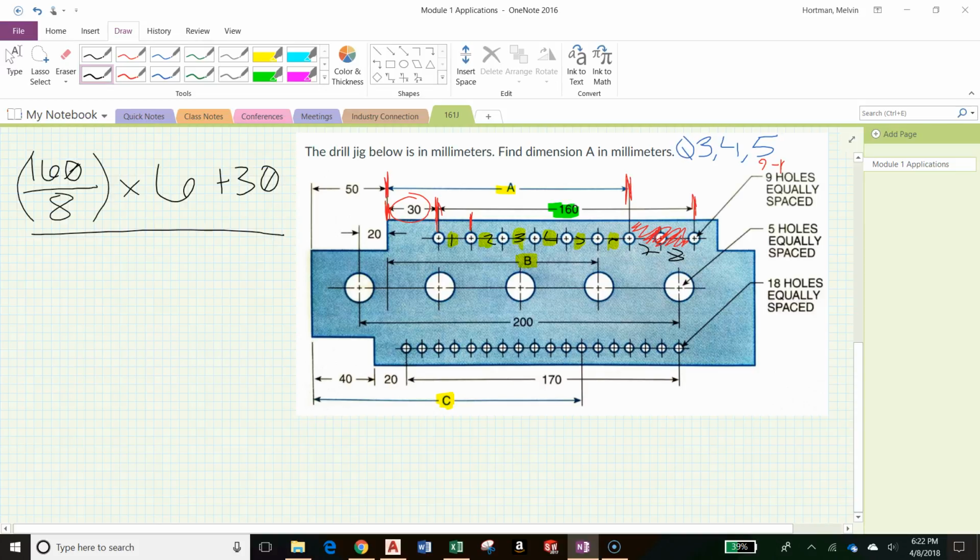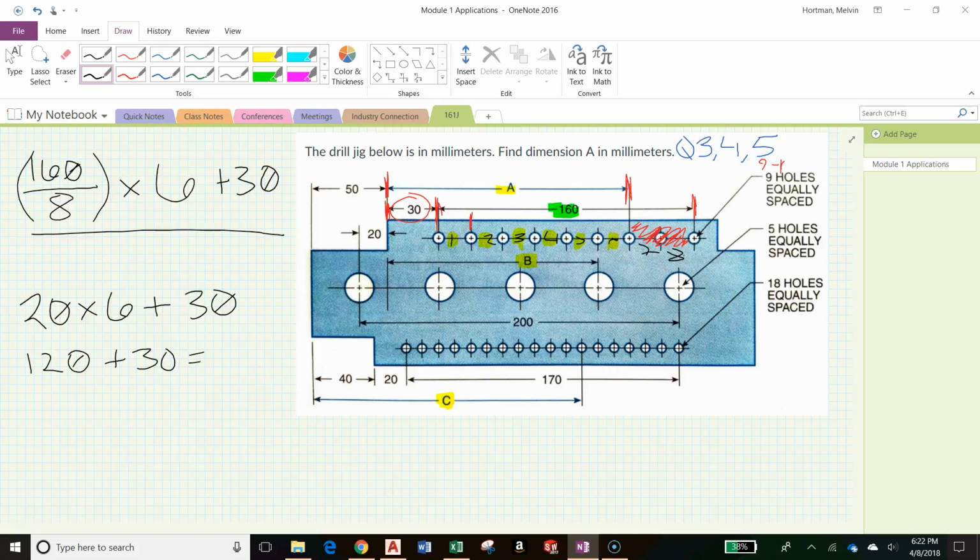So 160 divided by 8, what's that going to be? That's going to be 20. So 20 times 6 plus 30. 20 times 6 is 120, and then plus 30 is going to give us 150. There's our answer. There's the distance of A. This is A. Okay?